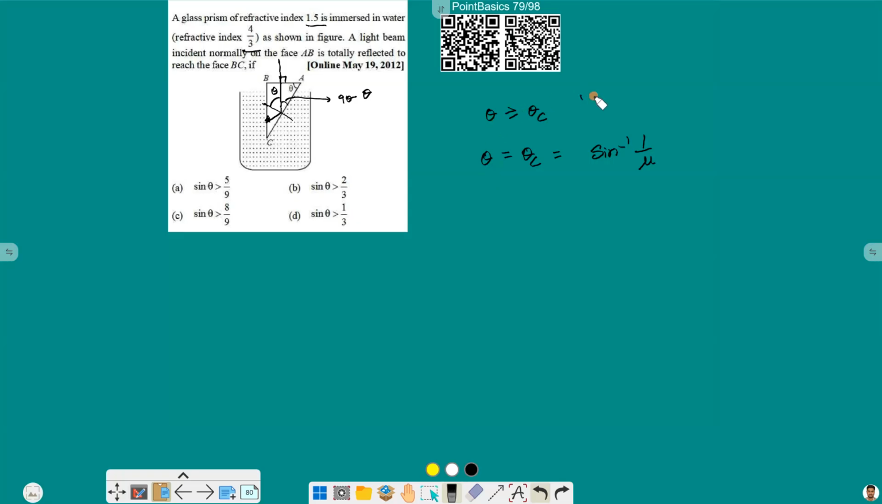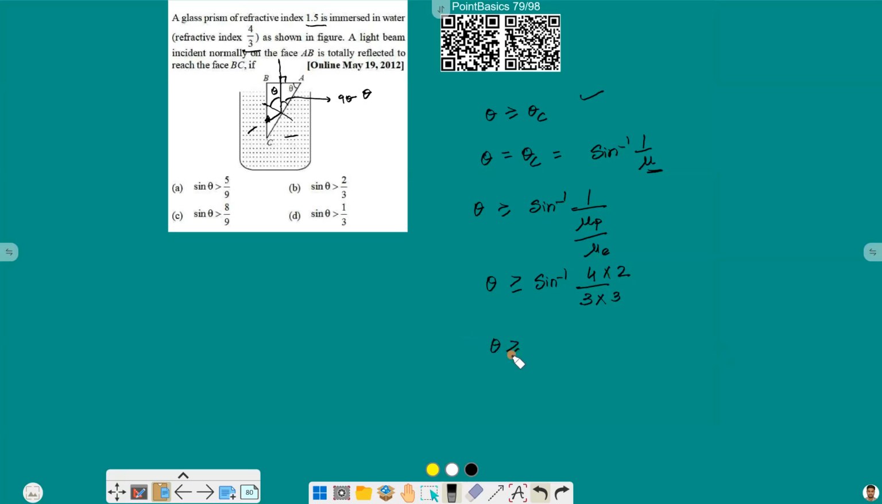Okay, so if we write in this form, we will get theta is greater than or equal to sine inverse of 1 by, here this is the refractive index of the prism, and we have a refractive index of the environment also. So refractive index of the prism divided by refractive index of the environment. So theta will be greater than or equal to sine inverse. The refractive index of the environment or the water is 4 by 3, and of the prism is 1.5, that is 3 by 2, and 2 will be here.